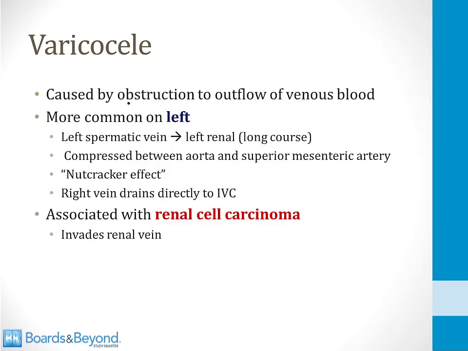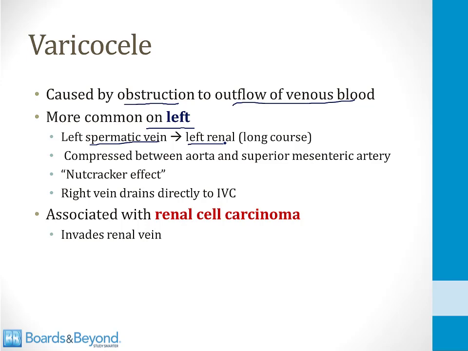A varicocele is caused by obstruction to the outflow of venous blood from the testicle, and it's more common on the left side, and it's very important that you understand this. This is a high-yield tie-in with anatomy for step 1 of your boards. The left spermatic vein drains to the left renal vein, which then crosses the midline to connect to the IVC. So there's a very long course that venous blood must travel from the left testicle to get to the IVC.